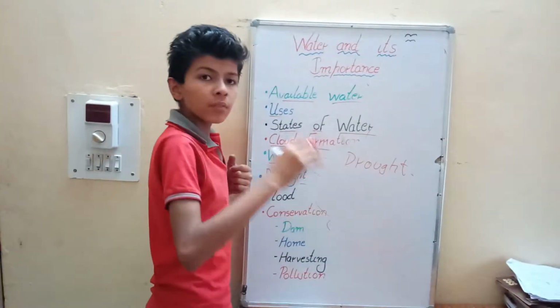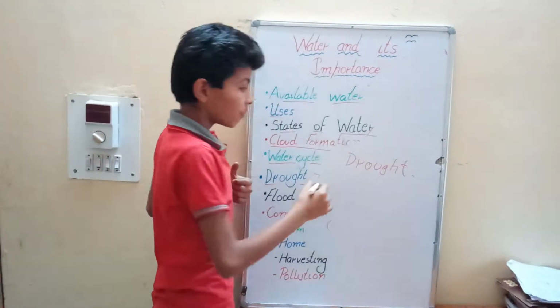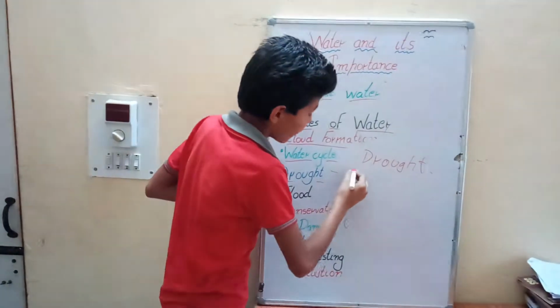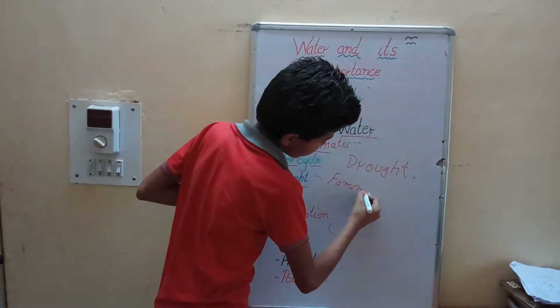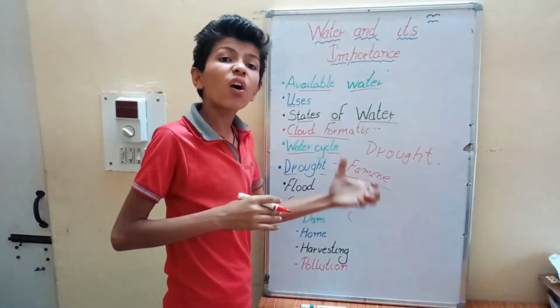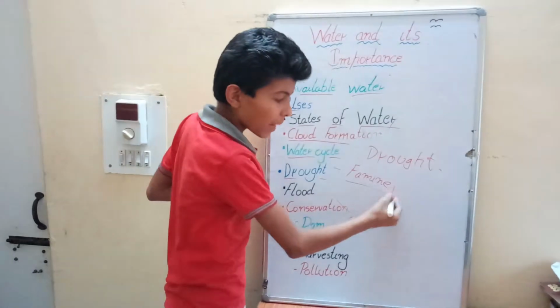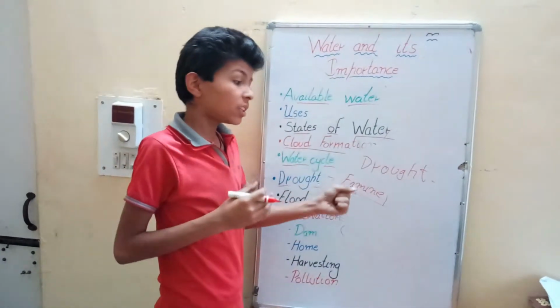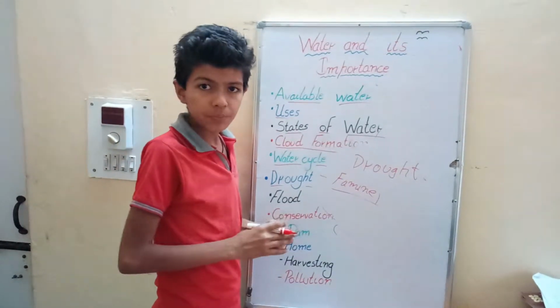In drought, it brings one more thing, famine. What happens in a famine is a lack of food in a region. It's called a famine. So it brings with it the death of plants and animals in the region.